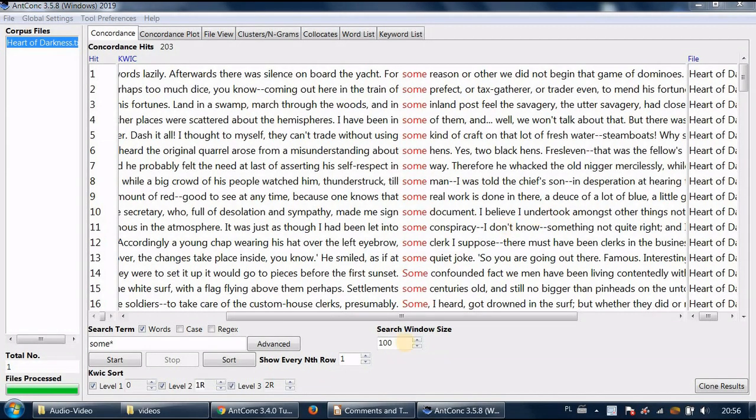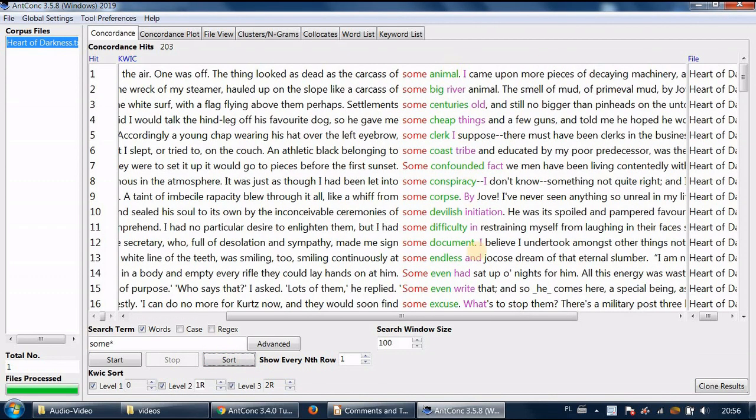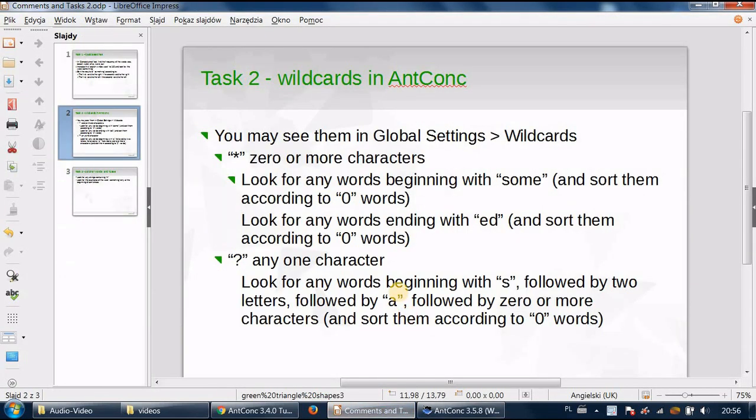Sorry, I got confused for a moment. So let me continue. Obviously, you have to mark level 2 and level 3 to be able to sort your results according to additional criteria, such as 1 word to the right and 2nd word to the right. But now it works fine. Okay, so that was this task.